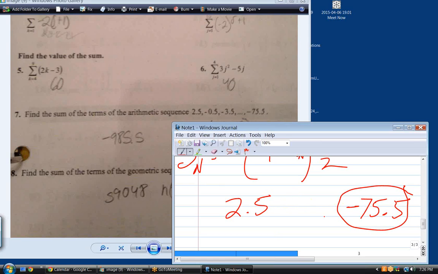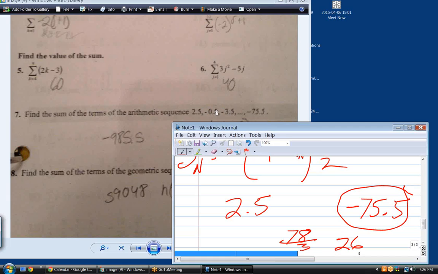Subtract these two numbers and you get 78. That's the distance between them. Divide 78 by 3. That gives 26 intervals. Okay? Now, is it 26 intervals or 27 intervals? 27, I feel like. How can we figure it out?